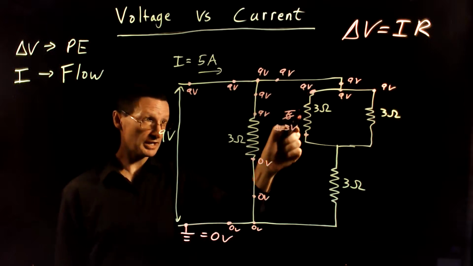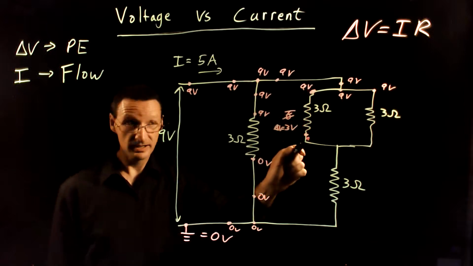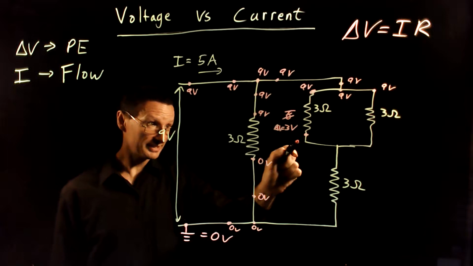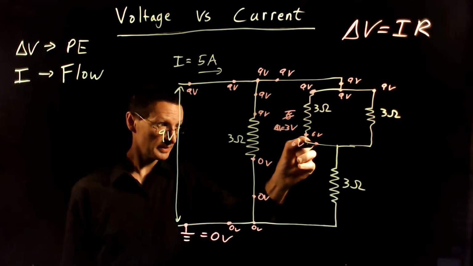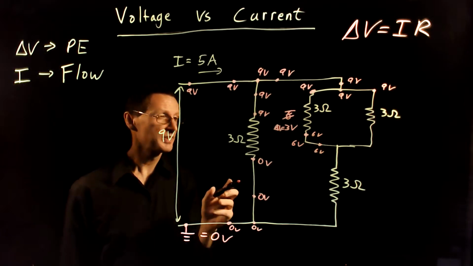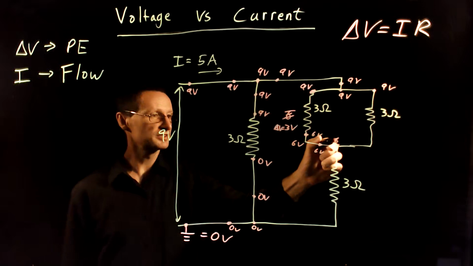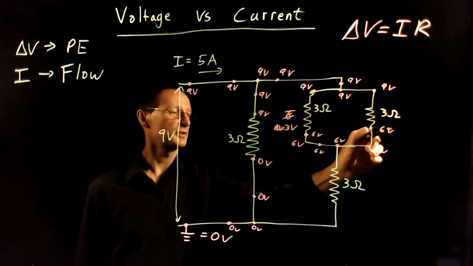Well, if the voltage drop is 3 volts, that means that it started at 9, it gets reduced from 9 down. It loses 3, so now it's at 6 volts here. So this is 6 volts. This point here is 6 volts. Now, if I've done the same thing I've done here, that means this junction is 6 volts. That means this is 6 volts. That means this point is 6 volts.